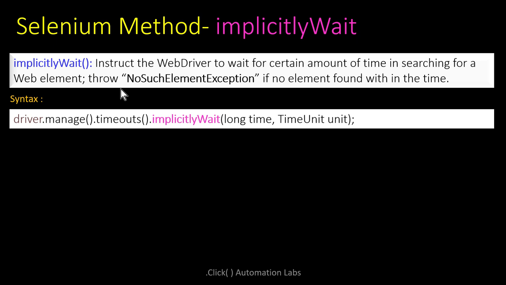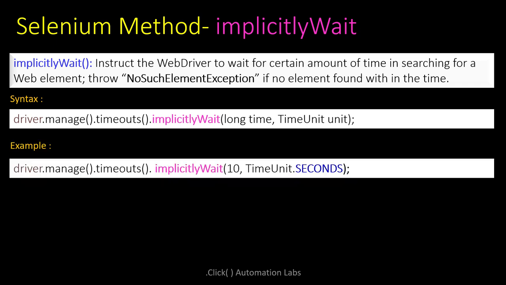The syntax is driver.manage().timeouts().implicitlyWait, again with how much time you want to wait, and the time unit. The example is telling us to wait for 10 seconds. And this is not only for one statement. If you give implicitlyWait 10, then for every element it is a fixed 10 seconds. Within 10 seconds the username or password should load. After that, whatever the next element is, it's common for the entire WebDriver session.